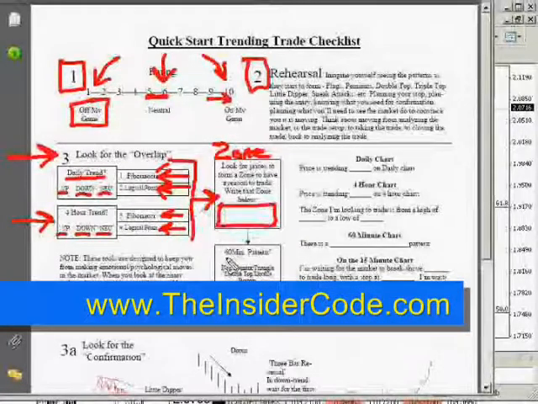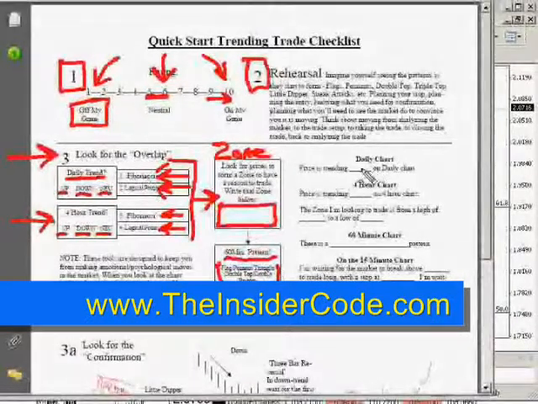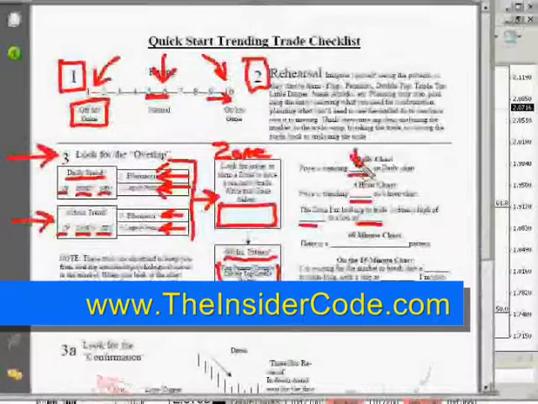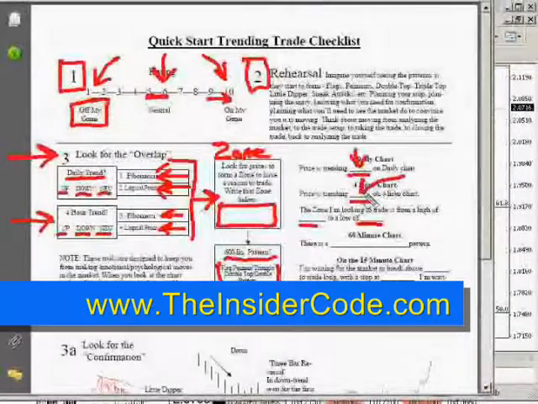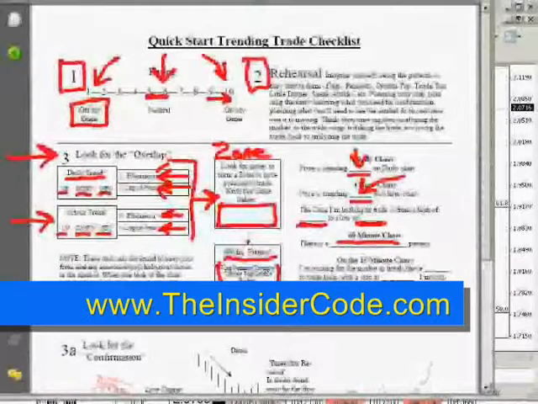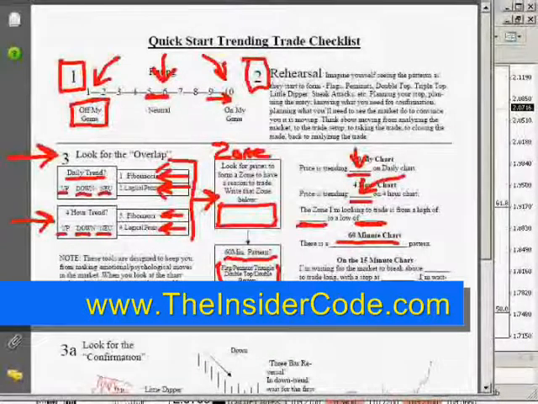Finally, we look at the 60 minutes where we're trying to find the different patterns. And then we simply transfer all of this information into this very easy to use step-by-step checklist where we know at a glance whether the market is trending up or down on the daily, up or down on the 4-hour, the zone that we're looking at, high to low, and then the 60-minute, what pattern we're looking at, like a flag or a pennant or a triangle, or what pattern we're waiting for.